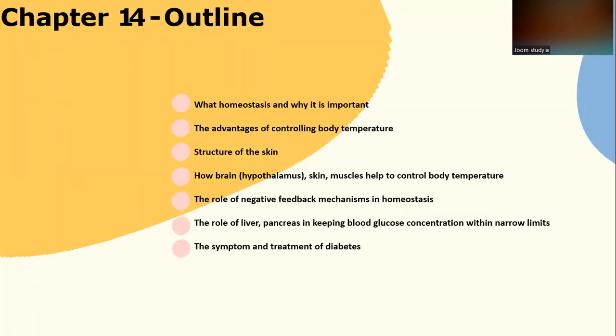In this chapter, you will find out about what homeostasis is and why it is important, the advantages of controlling body temperature, the structure of the skin, how the brain, hypothalamus, skin, and muscles help to control body temperature, the role of negative feedback mechanism in homeostasis, the role of the liver and pancreas in keeping blood glucose concentration within narrow limits, and finally, the symptoms and treatment of diabetes.